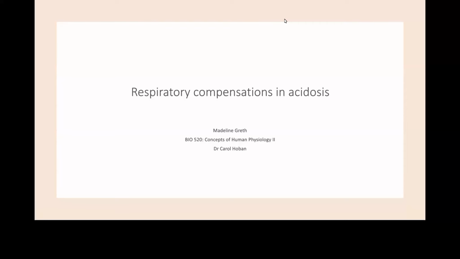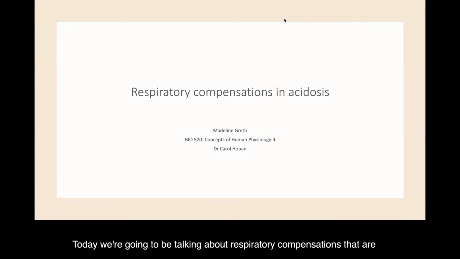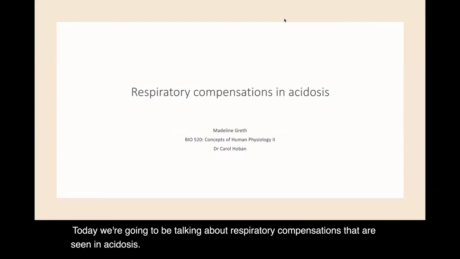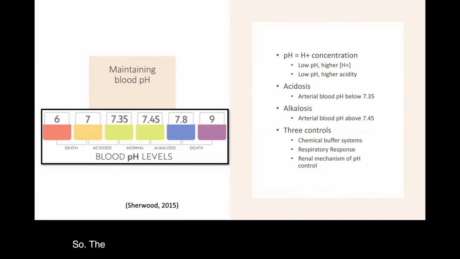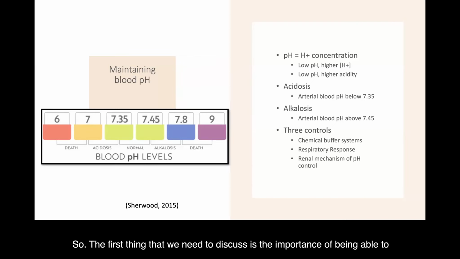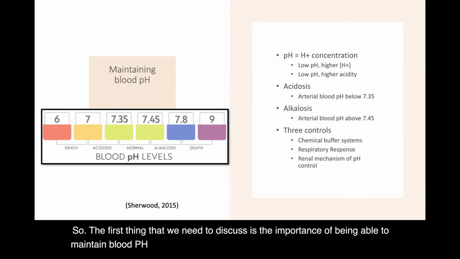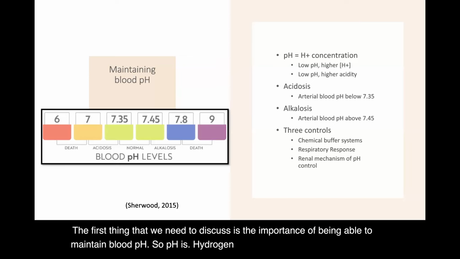Today, we're going to be talking about respiratory compensations that are seen in acidosis. So, the first thing that we need to discuss is the importance of being able to maintain blood pH. So, pH is hydrogen ion concentration. That is how it is determined.